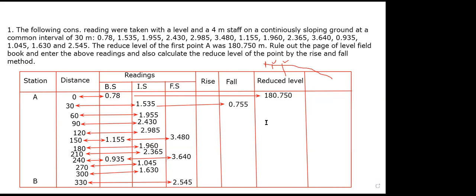So how can we calculate the reduced level? We can calculate the reduced level as per the previous one. That means the collimation method. So in the collimation method, we can calculate the reduced level from 180.750 minus 0.755. So what is the reduced level? 179.995. Yes.